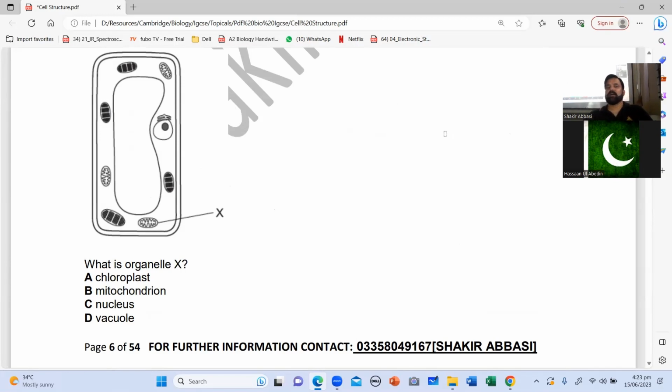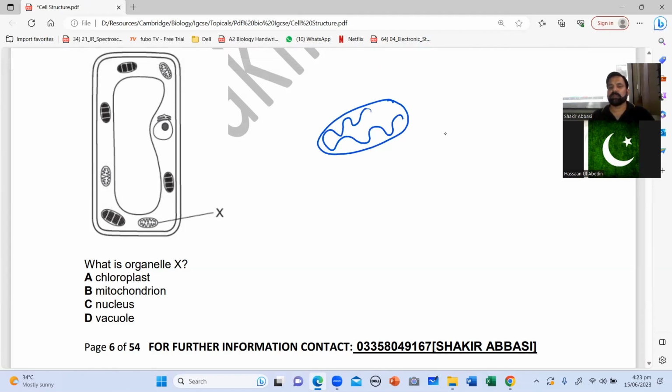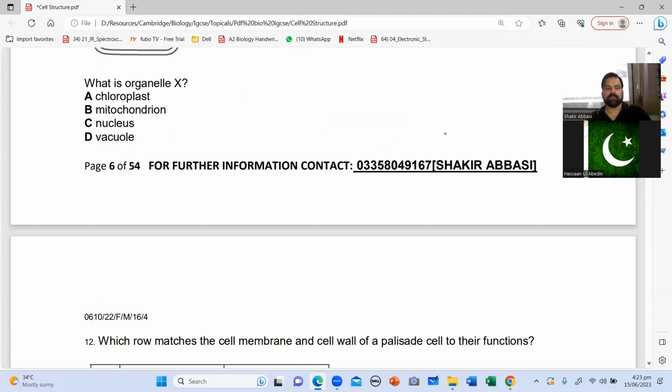Beta. You know why? Because what does mitochondria look like? Here we saw this is a mitochondrion. It has two membranes, but the inner membrane has folds. Got it, no? So it looks like folds. Beta.